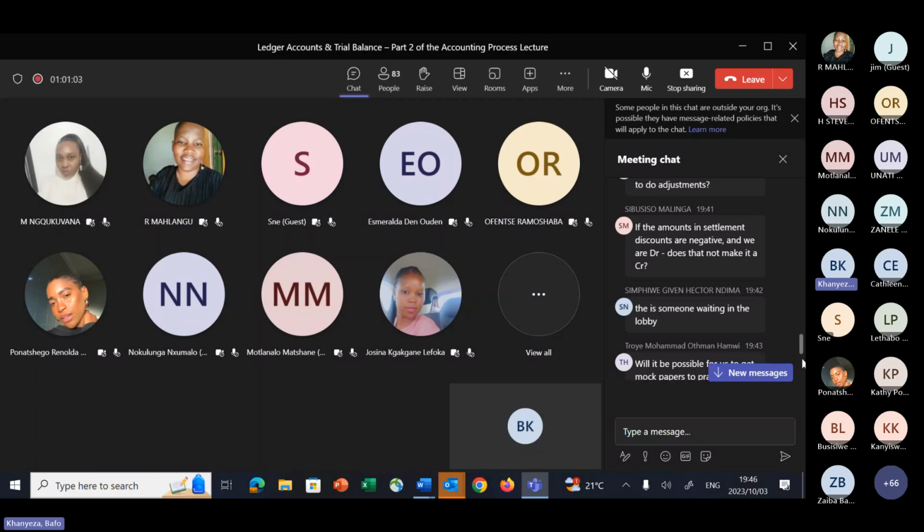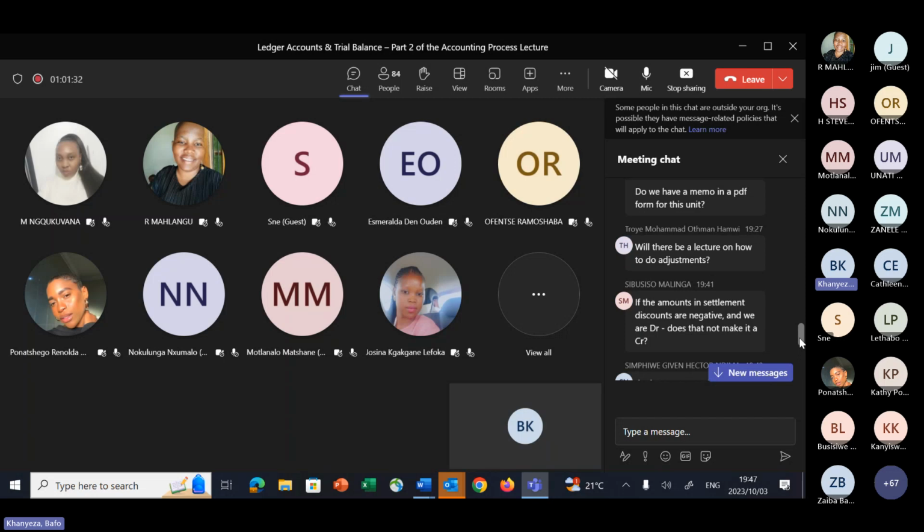The question is, if settlement discounts are negative, then are they debited? I know you are confusing it. Because with settlement discount, there's a settlement discount granted and a settlement discount received. Here we're talking about settlement discount granted. So it's a debit, so it means it's an expense.